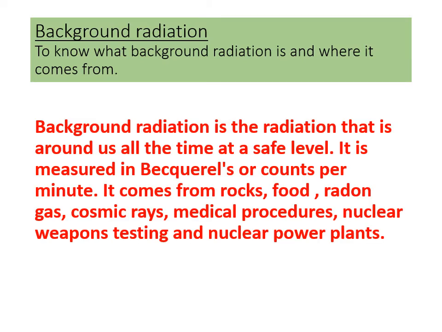Background radiation is the radiation that is around us all the time at a safe level. It is measured in becquerels, or counts per minute. It comes from rocks, food, radon gas, cosmic rays, medical procedures, nuclear weapons testing, and nuclear power plants. Hopefully now you've got two things written down in your books. You've got your notes and you've got this big definition.